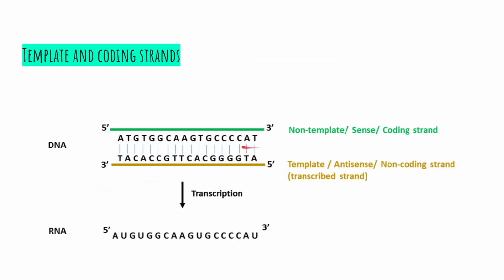Again, just looking at this image, we can see our DNA strand. We have different names here. We have our non-template strand, or sense, or coding strand, whereas the strand that the mRNA is complementary to is referred to as our template, antisense, or non-coding strand. So this is the transcribed strand. And as we can see, the mRNA or RNA is complementary to the template strand, whereas it is very similar to the coding strand.